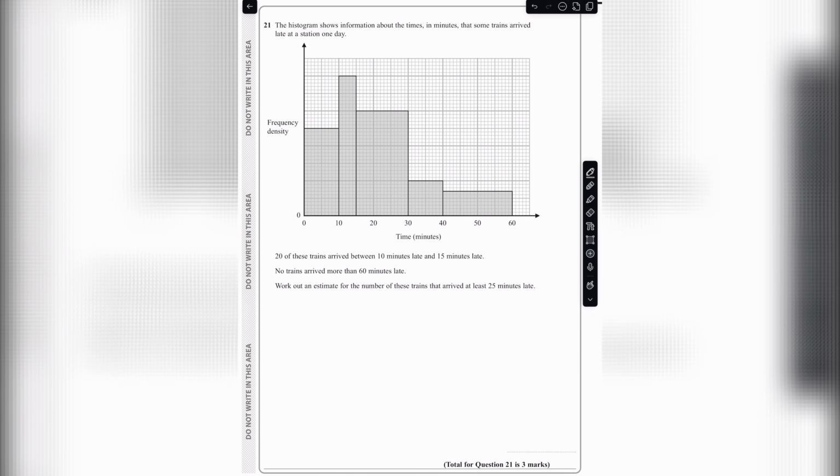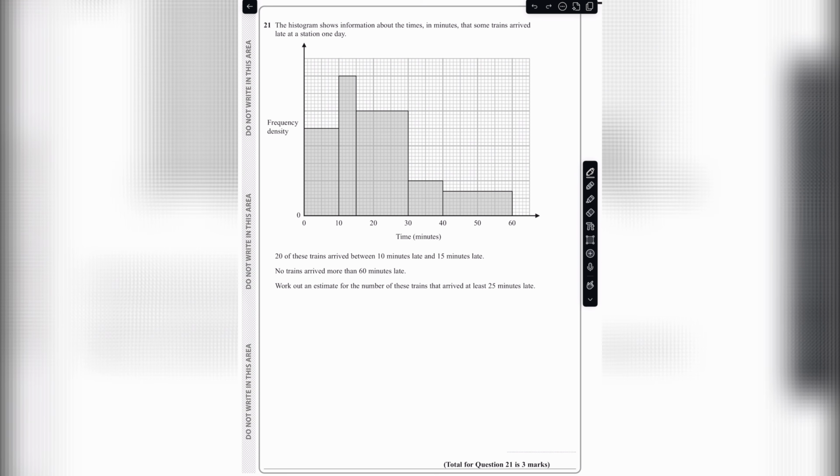In question 21, we are told that the histogram shows information about the times in minutes that some trains arrive late at a station one day. 20 of these trains arrived between 10 minutes late and 15 minutes late. No trains arrived more than 60 minutes late. Work out an estimate for the number of these trains that arrived at least 25 minutes late.